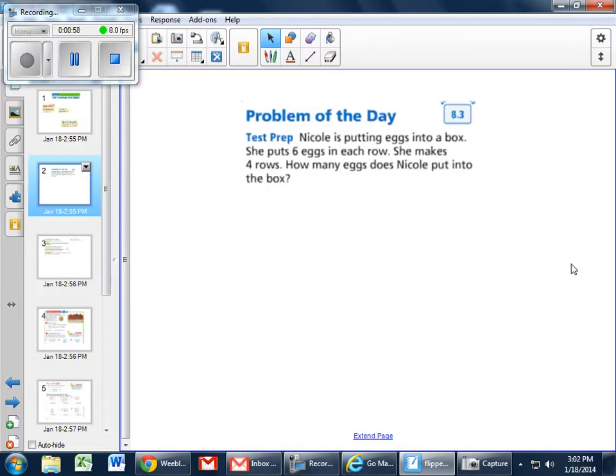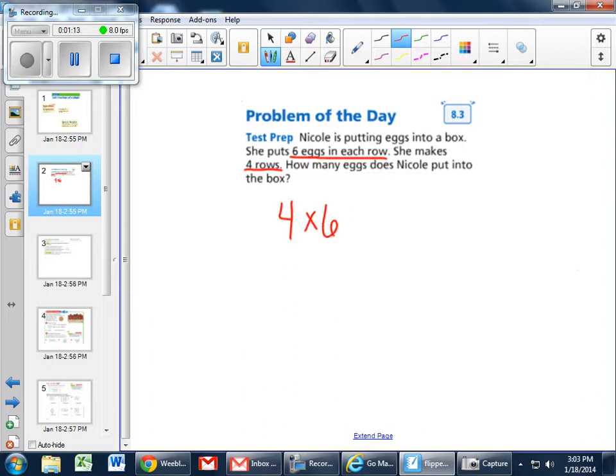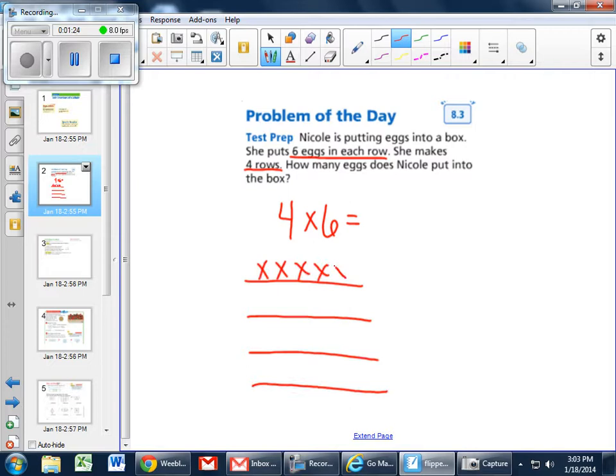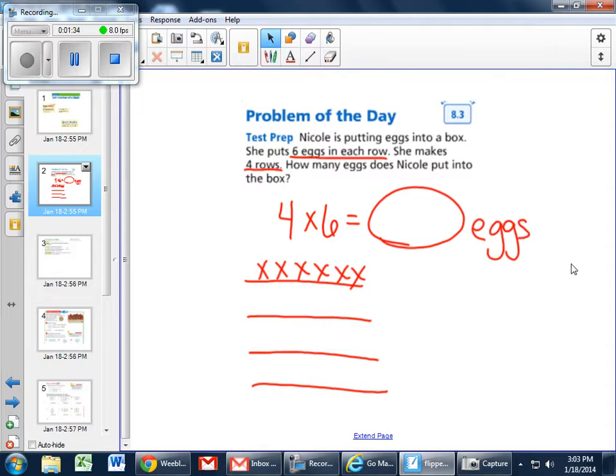Looking at the problem of the day, Nicole is putting eggs into a box. She puts 6 eggs in each row. She makes 4 rows. How many eggs does Nicole put in a box? So she has 4 rows of 6. You could draw 4 rows and count out 6. Or you could simply learn your math facts and know what 4 times 6 is and label it eggs. Get that brain warmed up and go ahead and finish that up.